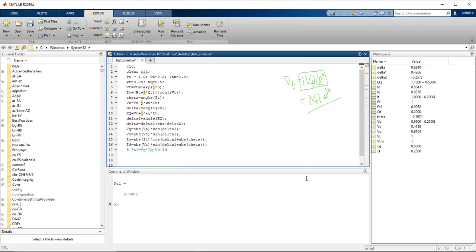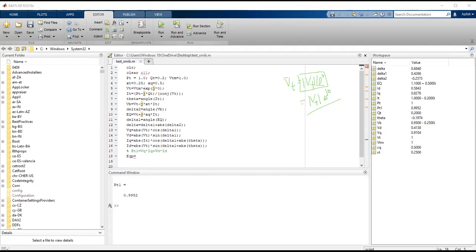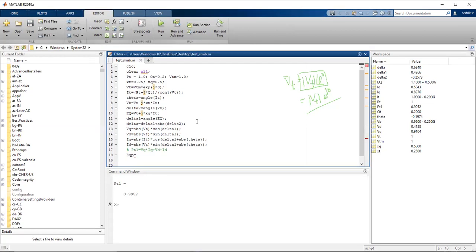So this is VQ, VD, IQ, ID. What about EQ dash or EQ prime? Let me check the lecture again. EQ dash is VQ plus XD dash ID. So we need XD dash. So XD prime is, let's say, 0.55. So EQ dash is VQ plus XD dash into ID. So this is EQ dash.